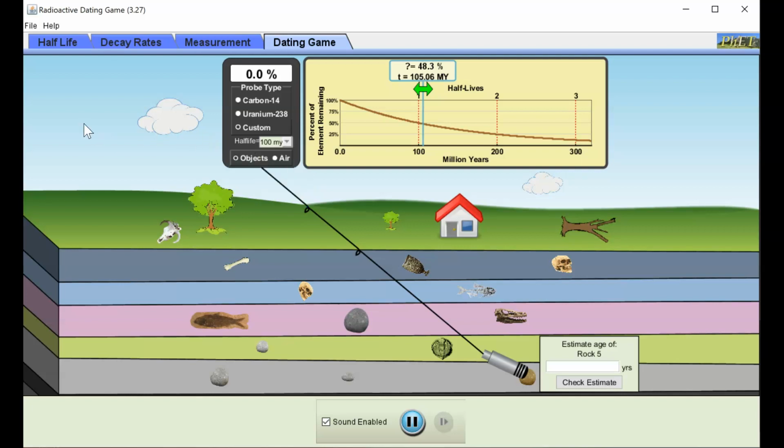Okay, so go ahead and follow the rest of the instructions on the lab sheet and figure out the ages of a lot of these objects.